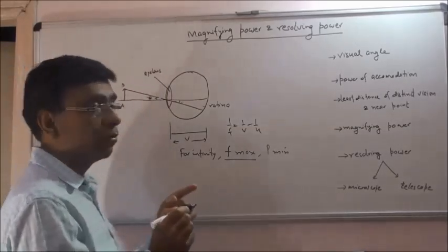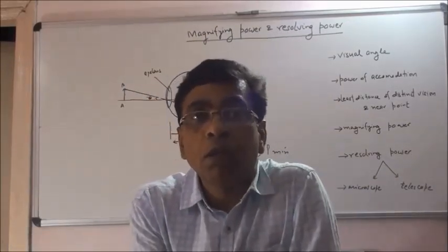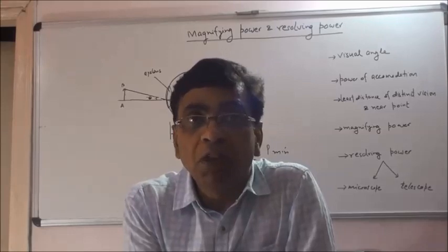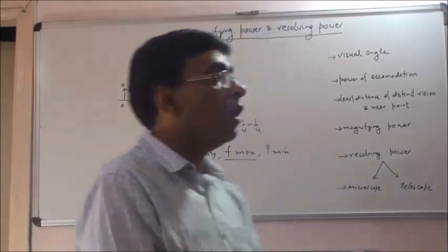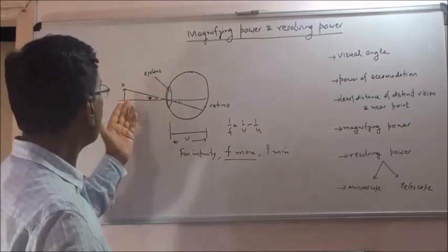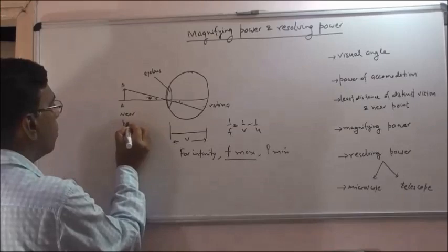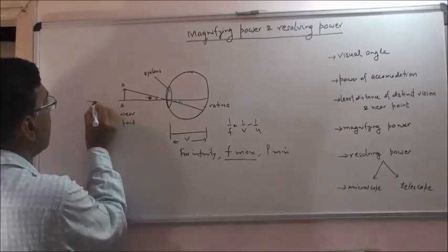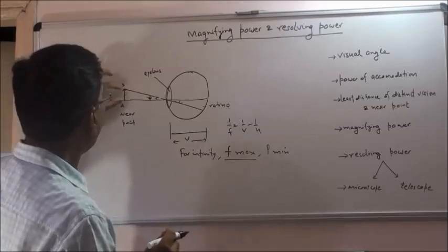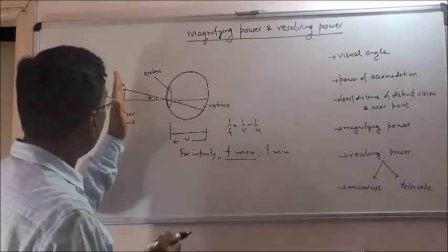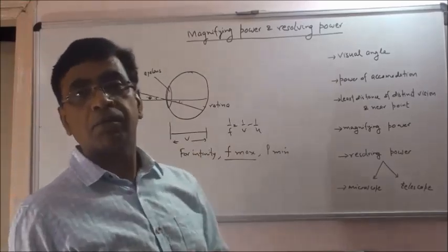Near point is that point up to which we can see the objects clearly. Means if I bring the objects closer, suppose this is near point. If I take it as near point, it means I can see the image of this object from infinity up to this point only. If I bring it closer than this, the image will be blurred.